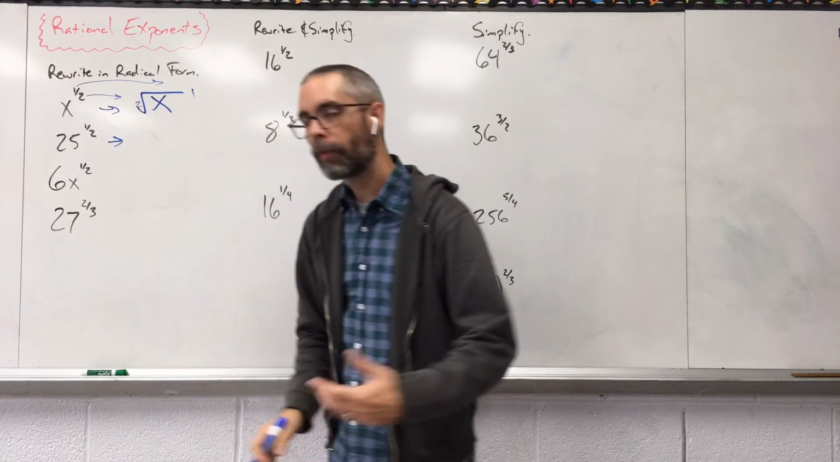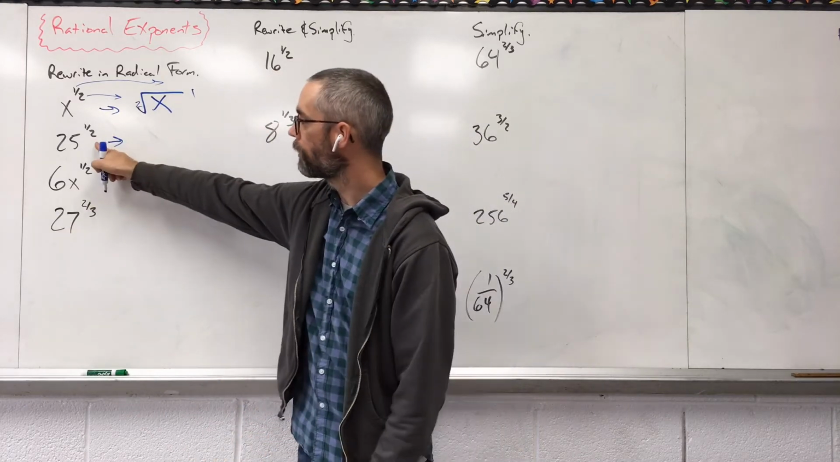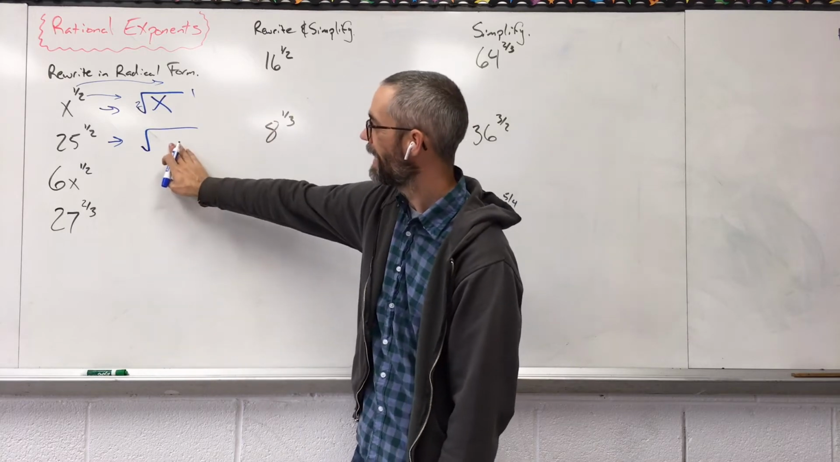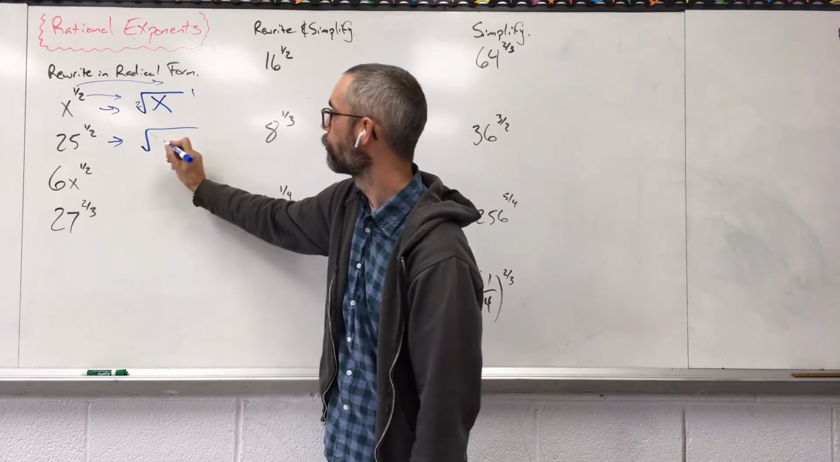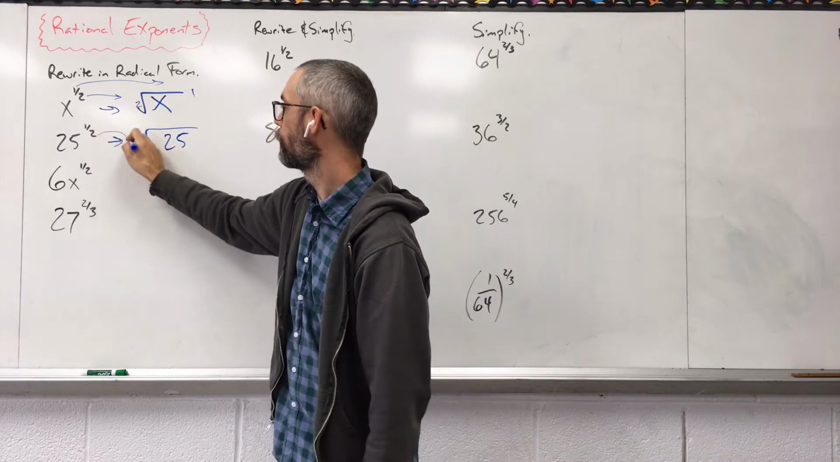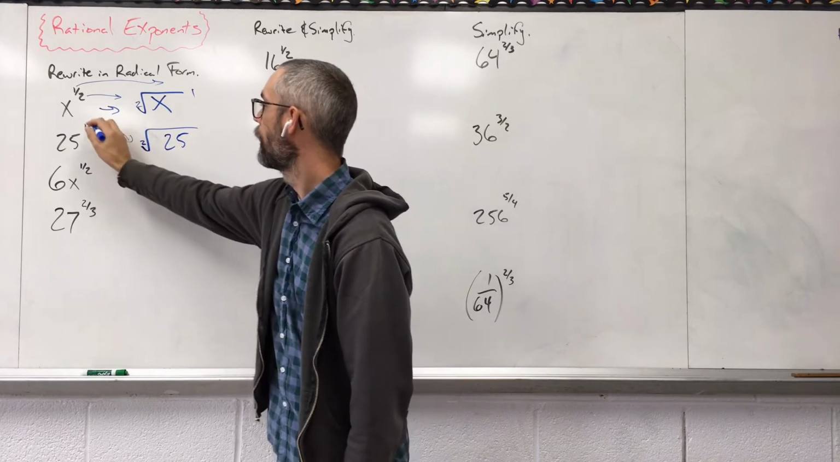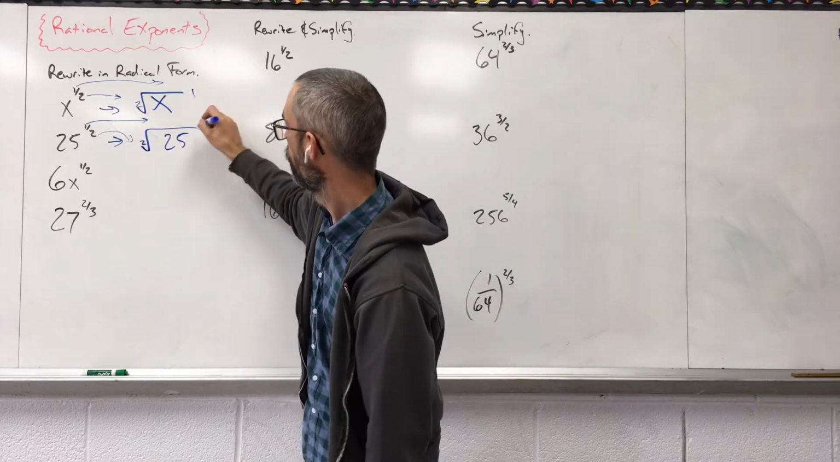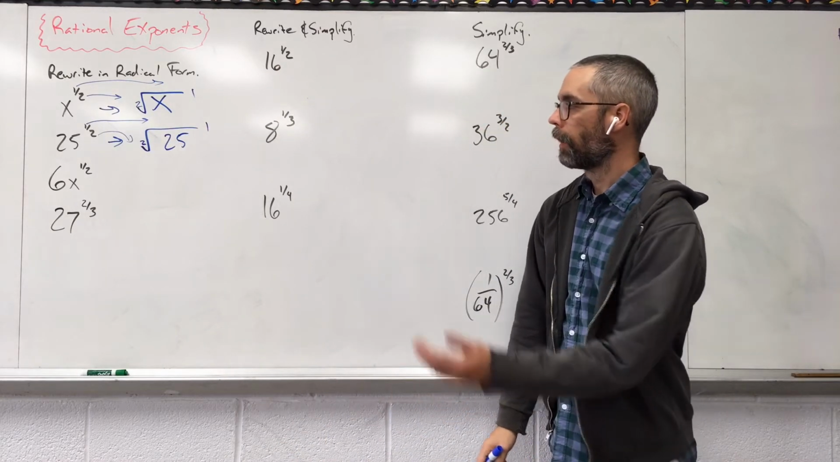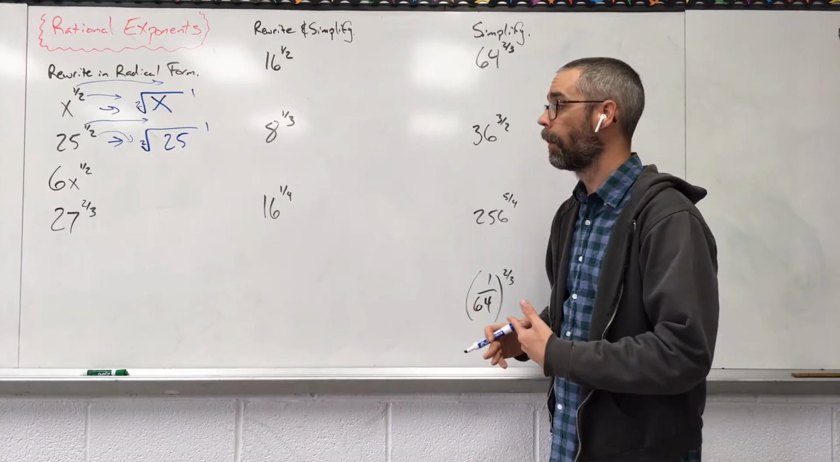Again, let's try it with a number now. So we have a fraction as an exponent. We're going to rewrite it as a radical. The number that goes inside is going to be our base, 25. My index is going to be on the bottom. That's going to be a 2. The numerator is going to be our exponent. That's rewriting in radical form.